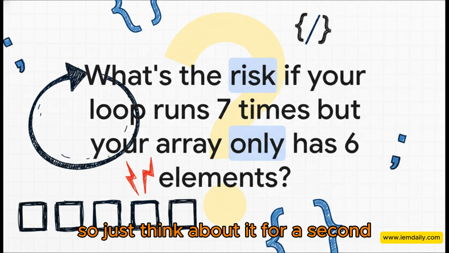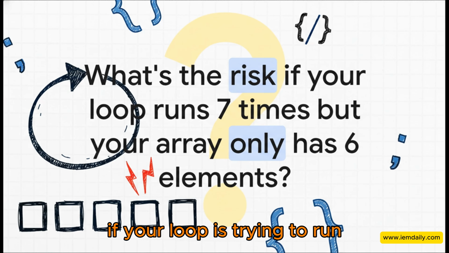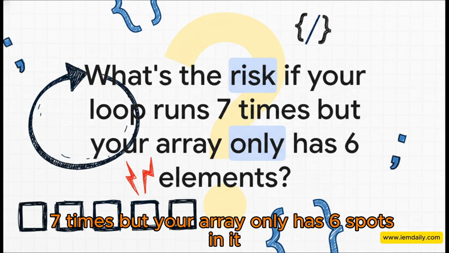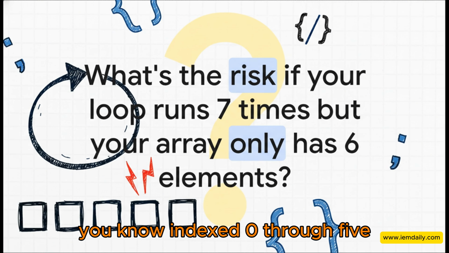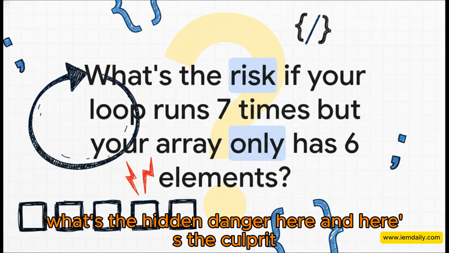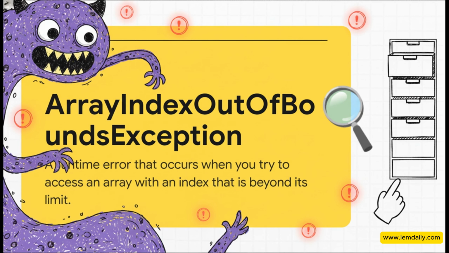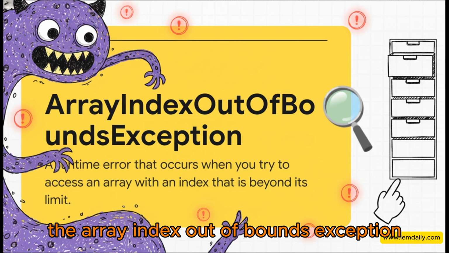So just think about it for a second. What do you think happens if your loop is trying to run 7 times, but your array only has 6 spots in it? Indexed 0 through 5. What's the hidden danger here? And here's the culprit: the array index out of bounds exception.